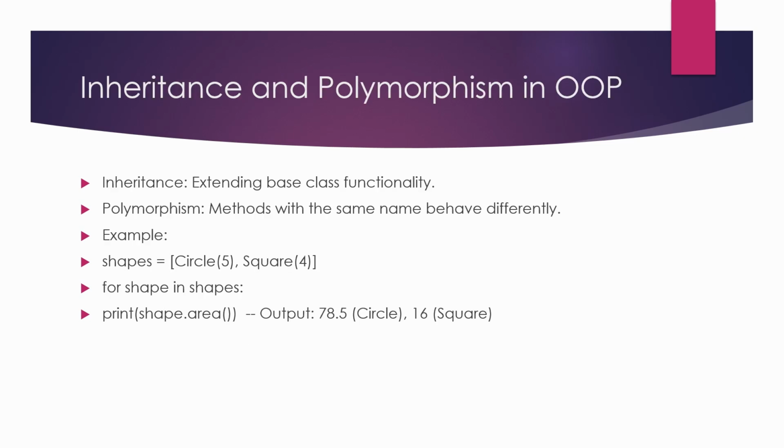Inheritance allows one class to inherit the functionality of another, while polymorphism lets us use the same method name for different types of objects. For instance, we might have a Shape class with a method area, and then Circle and Square classes that implement the area method in their own way. Polymorphism allows us to call area on both objects even though their implementations are different.